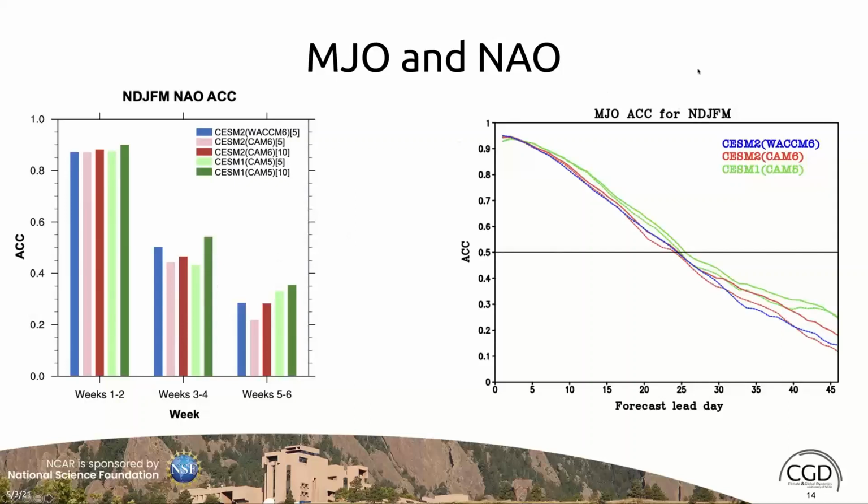On the right here, I have the skill of the MJO. And most of our model versions predicted out to day 25, and there's not a whole lot of difference. And the one thing I will mention, when you run CSM1 standalone, the MJO is very poor, and it has been improved in CSM2. So when you run it in climate mode, it's improved, but we're not seeing any improvement in predictability, which I think is an excellent research topic. Again, something to work on in the future.